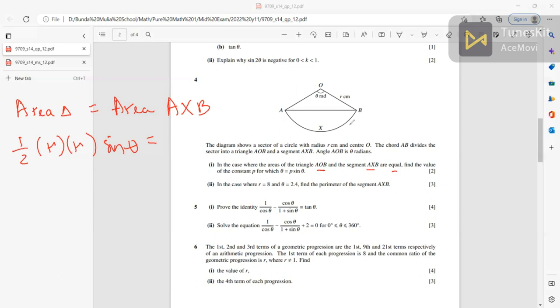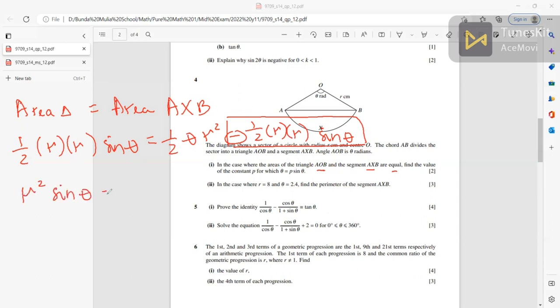The area of AXB, so we have to find the sector first. So it is half theta R squared minus the triangle, it is half times R squared sine theta. So I move the minus to the other side. Minus become positive here. So it will become R squared sine theta equals to half theta R squared.